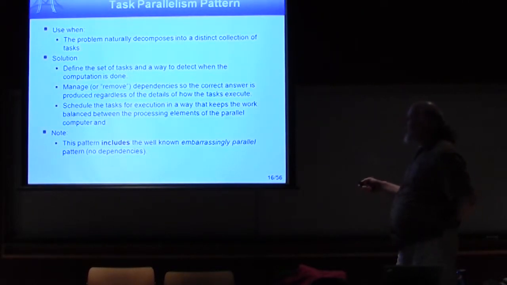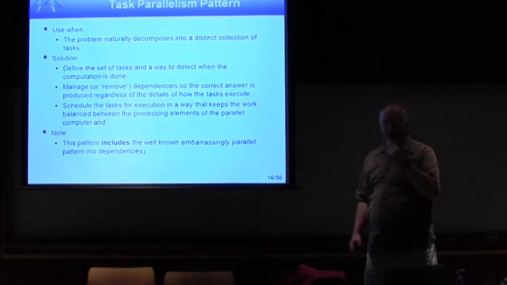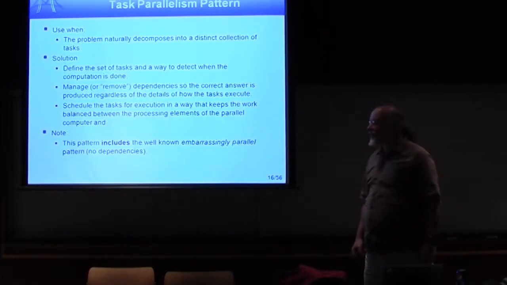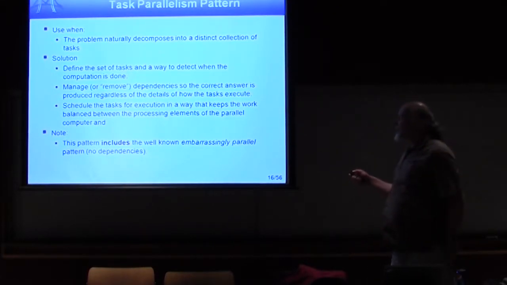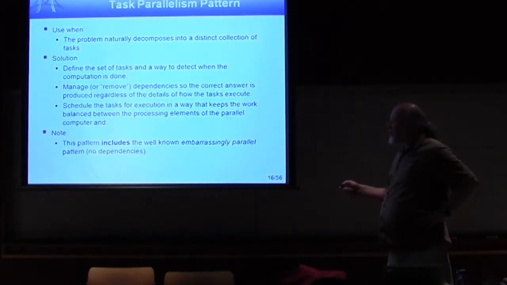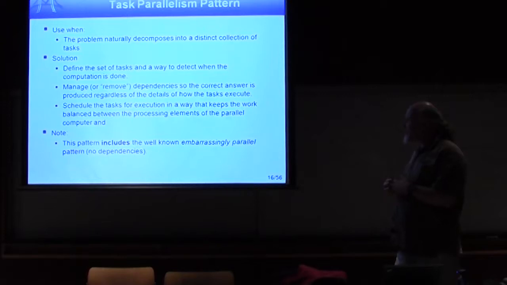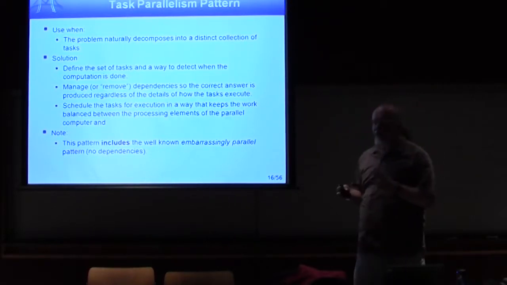Those of you who are familiar with the book Design Patterns know this basic structure of describing a pattern. When do you use this? When the problem naturally decomposes into a distinct collection of tasks. What's the solution? Define the tasks and a way to detect when the computation is done. What are some of the gotchas? Well, you need to manage or remove dependencies so that the correct answer is produced regardless of the details of how the tasks execute. That's the big challenge in task parallelism.